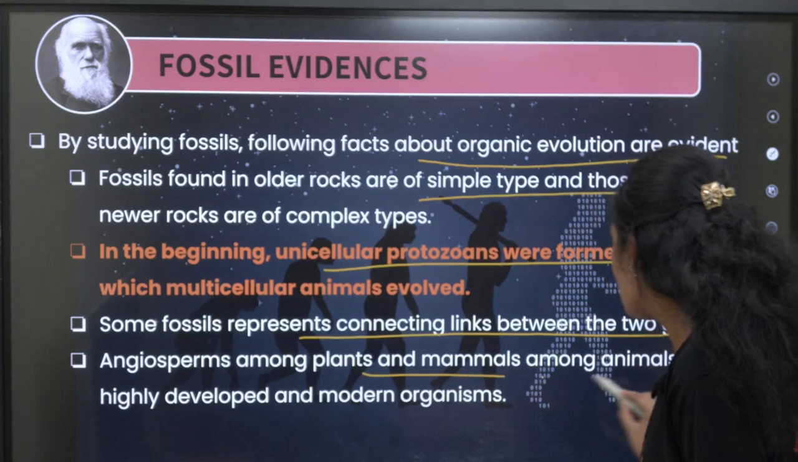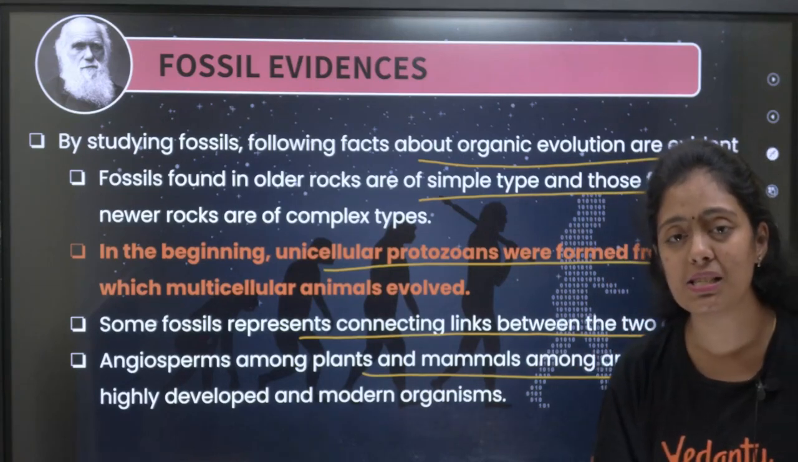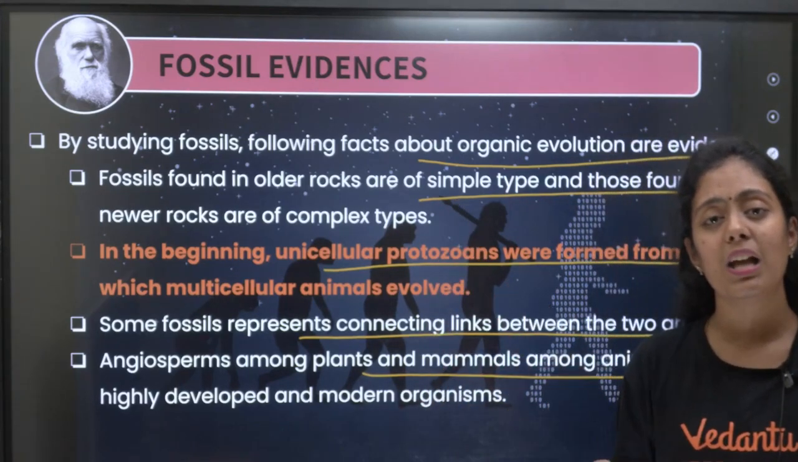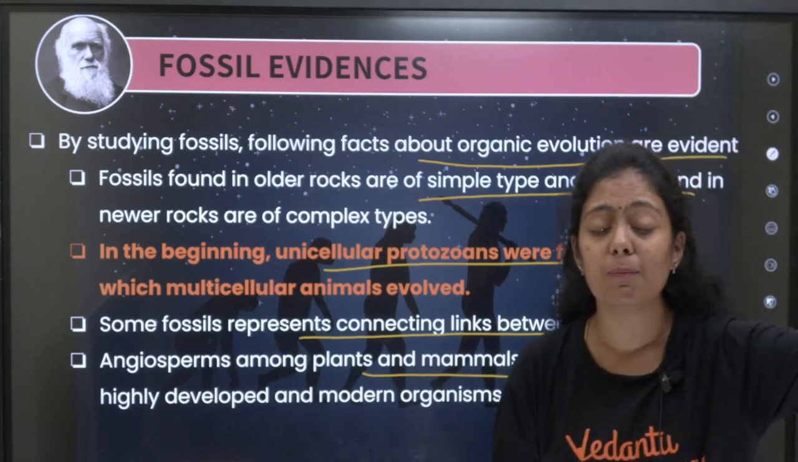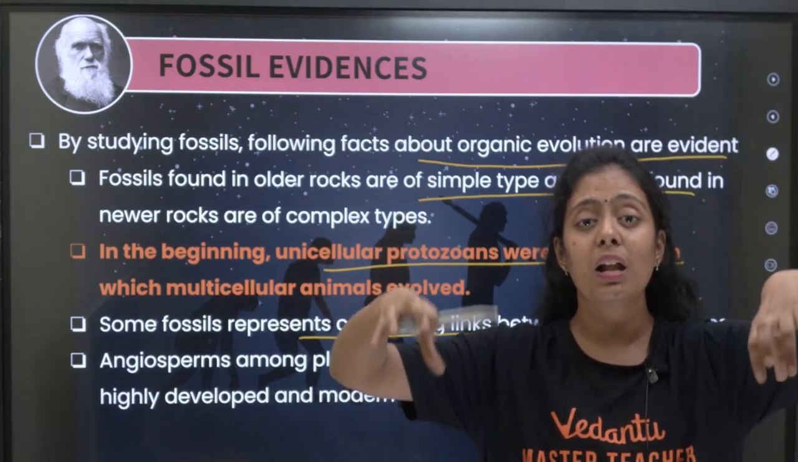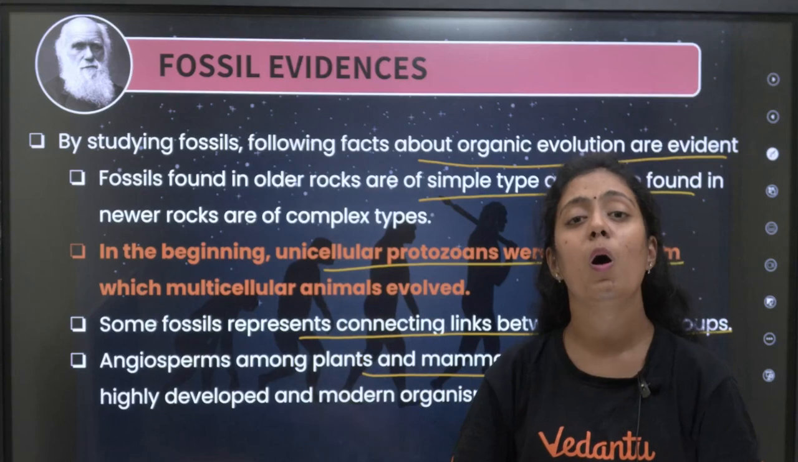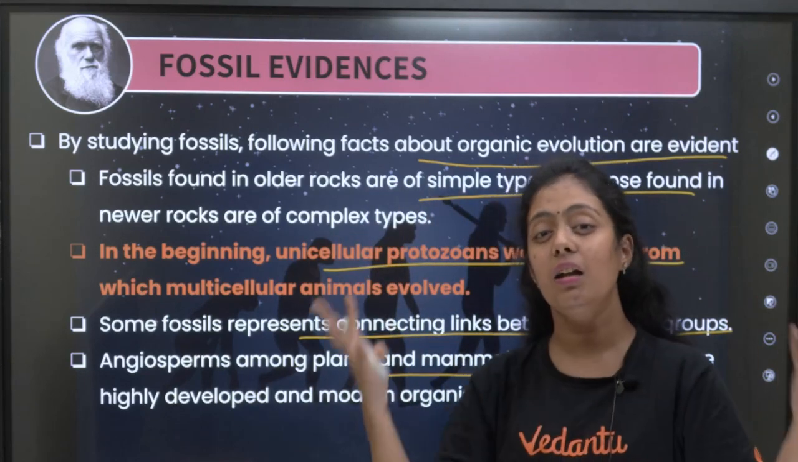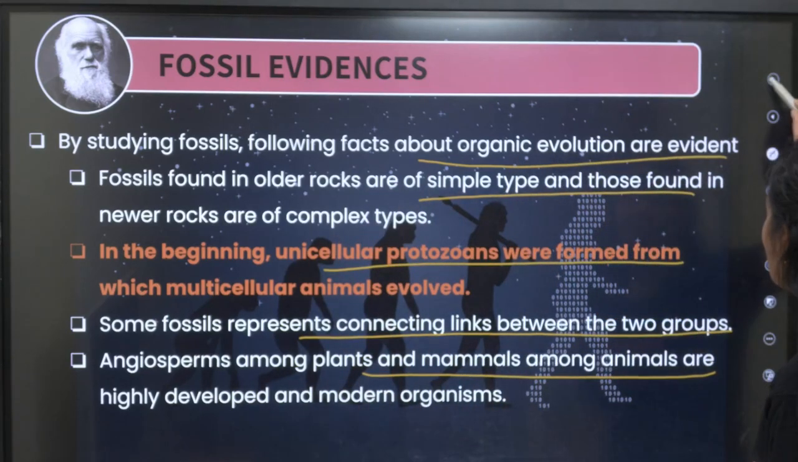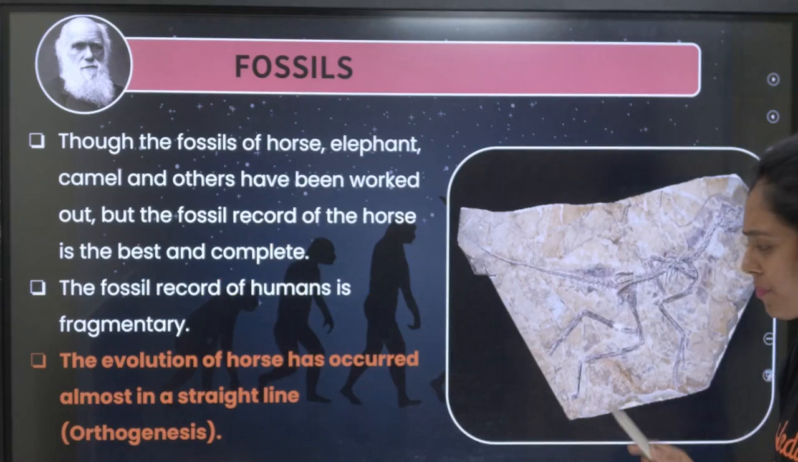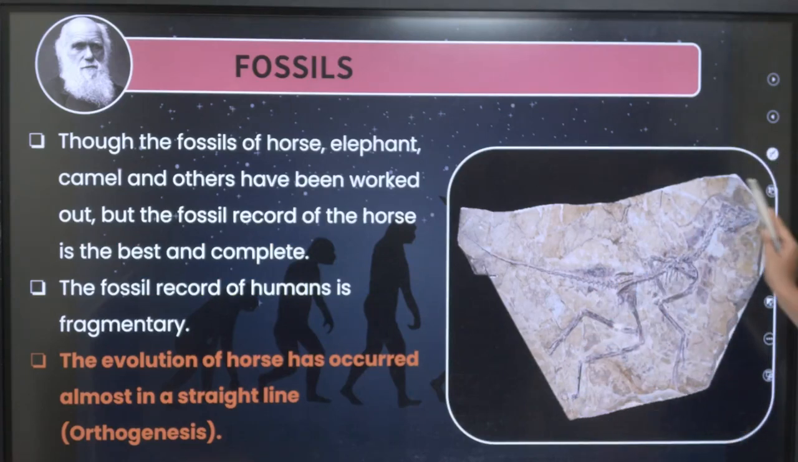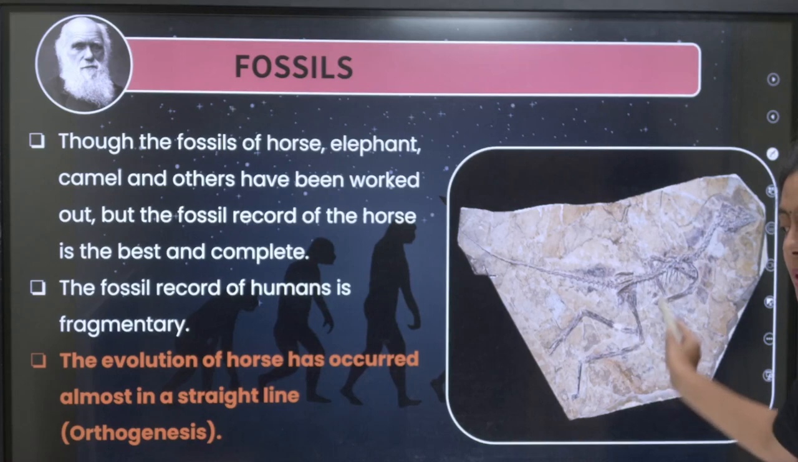Angiosperms among plants and mammals among animals are the most developed organisms. Angiosperms, the flowering plants, and mammals, we two are the most developed organisms in the entire earth. Correct? So they gave us a lot of evidence. You can see this. What is this? This is an Archaeopteryx. It's a bird.